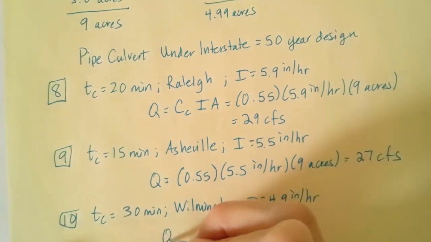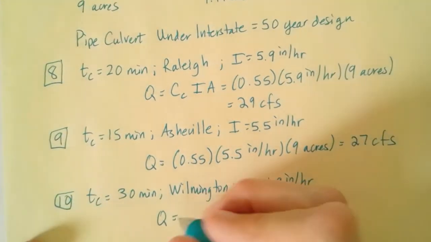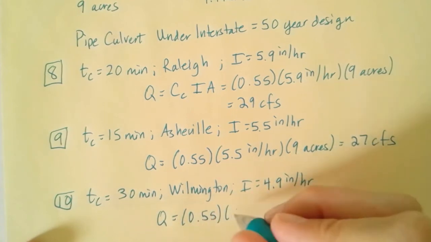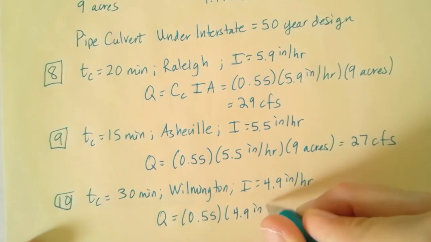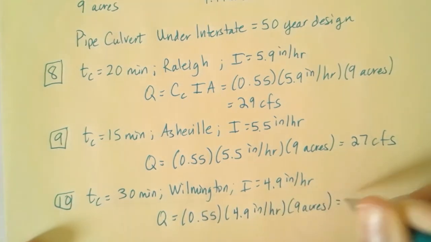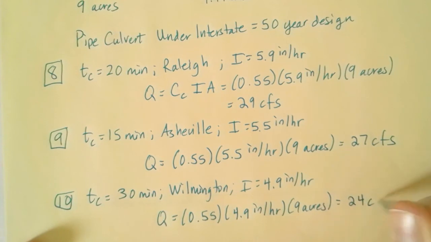So for this one, my Q is going to be, again, 0.55 times 4.9 inches per hour times the 9 acres. And that's going to give me 24 cubic feet per second.